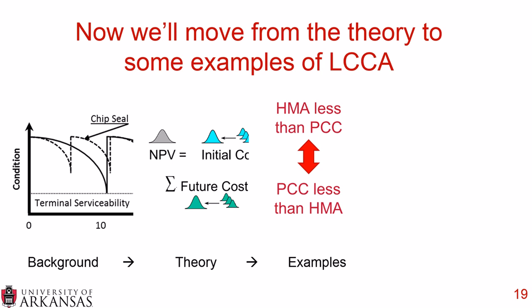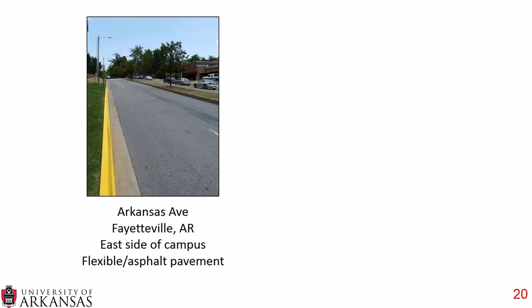So that was quite a bit of theory, but it's important now to go over that theory because now we can go over some examples. And a very common question is, which is more expensive or which is cheaper? Here is a flexible pavement. This is Arkansas Avenue. It's in Fayetteville, Arkansas. It's on the east side of campus, and it is a flexible or an asphalt pavement.